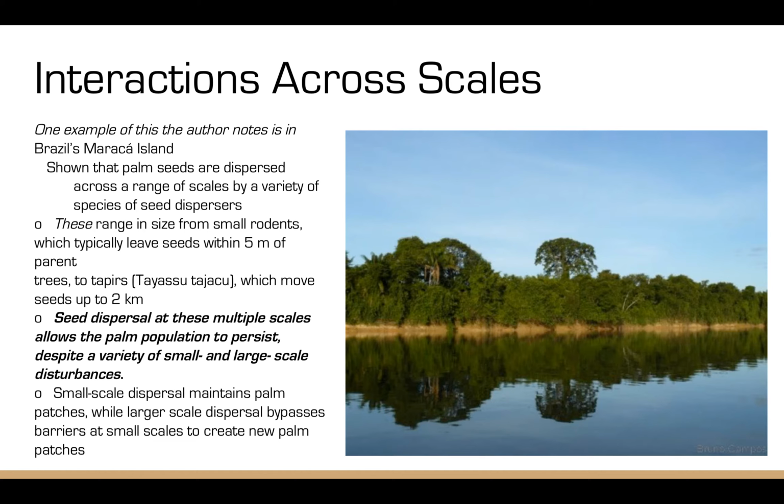So these range in size, from small rodents, which typically leave seeds within 5 meters of the parent trees, to tapirs, which are quite large animals, and they move seeds up to 2 kilometers. So having the difference of scales, spatial scales, in dispersing seeds on this island helps keep the ecosystem functioning and helps keep it more resilient to disturbance.